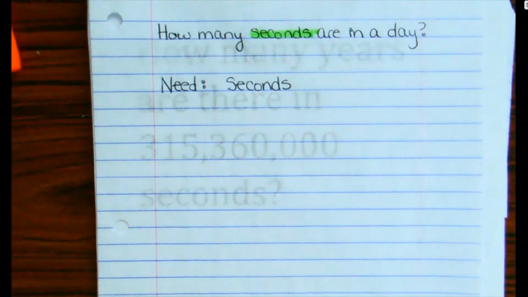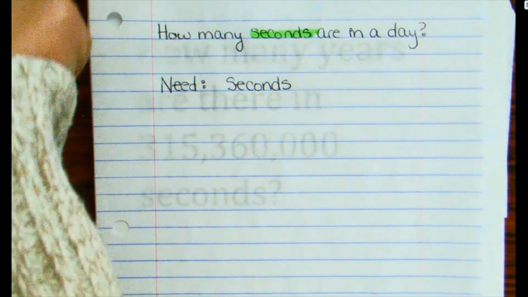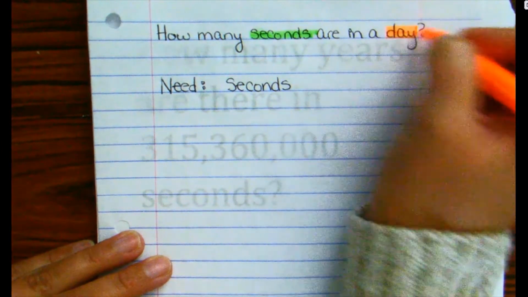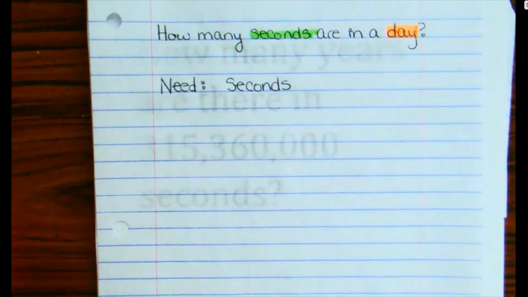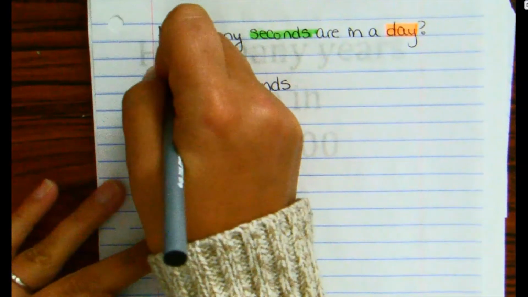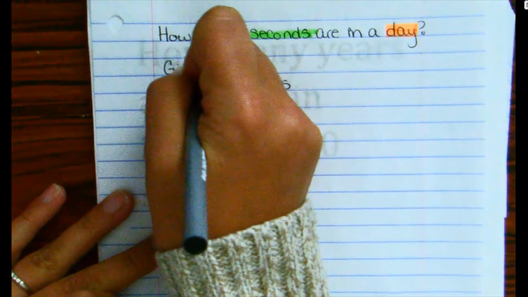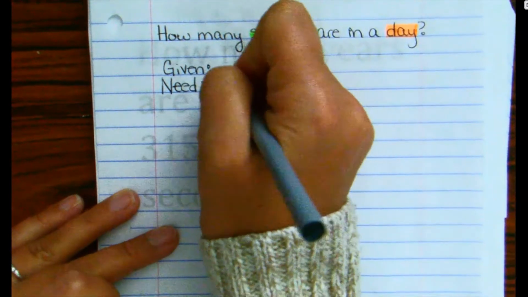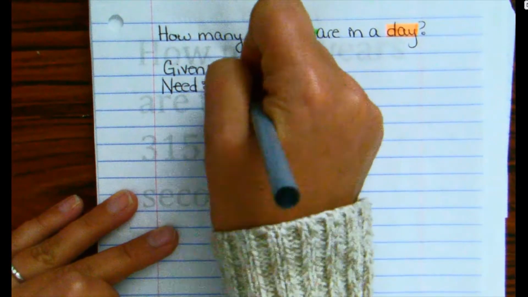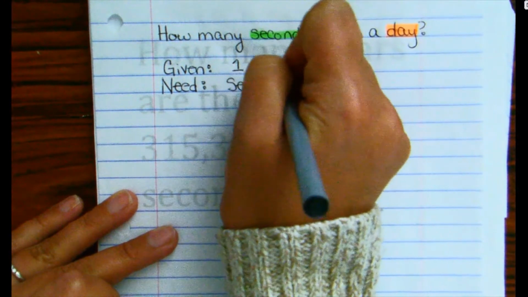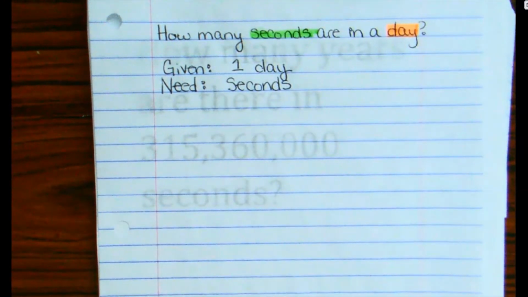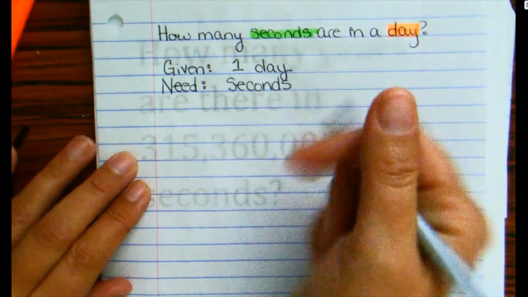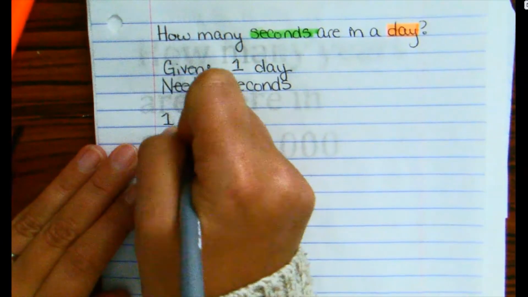That means the unit that I start with, and let's highlight that in a different color, I'm going to highlight it in orange, is days. So I was given the unit of a day. A means 1, so I was given 1 day. So now we can walk through a setup. I always put what I was given over here. So I'm looking for 1 day.